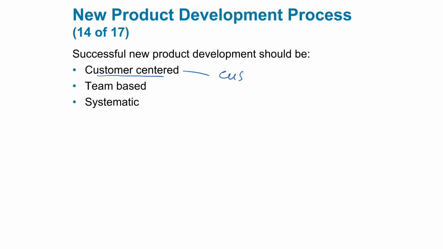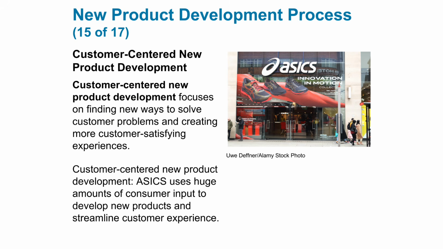It's called customer centric. So the product is customer centric, or we also call it customer centricity. Then it's a team-based product development. Product development can be in the form of either customer centric product development, it can be team-based product development, or it can be systematic product development. Let's look into these and then we'll conclude.